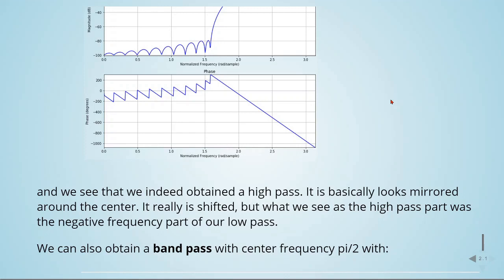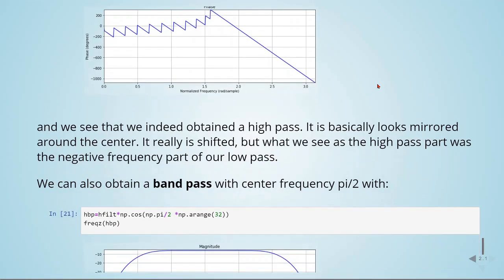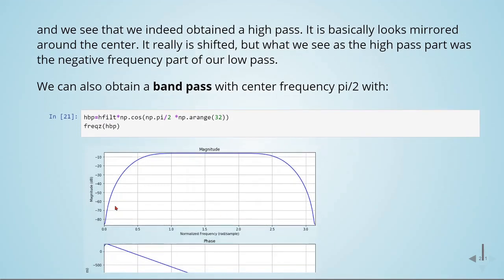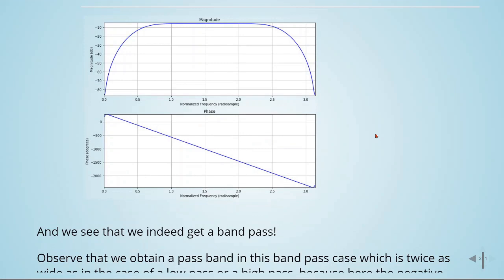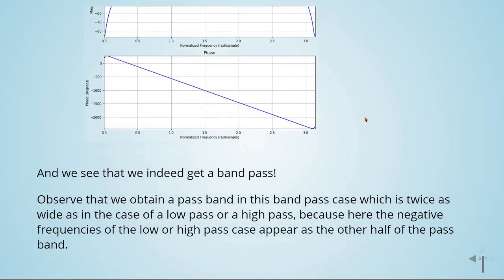We can also obtain a band pass if now the center frequency will be pi divided by 2. So we are multiplying our low pass filter with this modulation function, with the center frequency pi divided by 2, and we see we have a band pass. But observe that in this band pass case we obtain a band pass that is twice as wide as the case of low pass or high pass, because here the negative frequencies of the low or high pass can appear as the other half of the pass band.